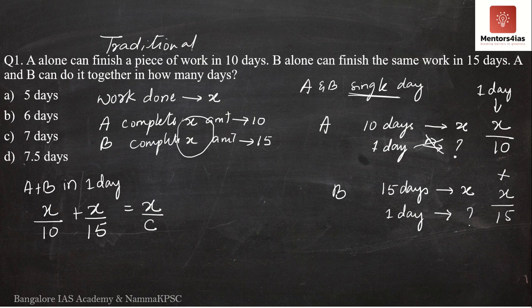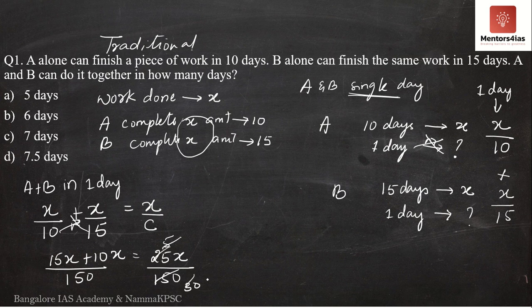However, I do not prefer always taking the LCM. I consider straight away multiplying these two numbers. So I'll multiply 15 here and I'll multiply 10 over here. So I get 15X plus 10X divided by 10 into 15, that is 150. So this is nothing but 25X by 150, since 10 plus 15 is 25. Now I have to simplify this. 5 5s are 25, 5 30s are 150. This is nothing but X by 6. So what is C? C is 6.